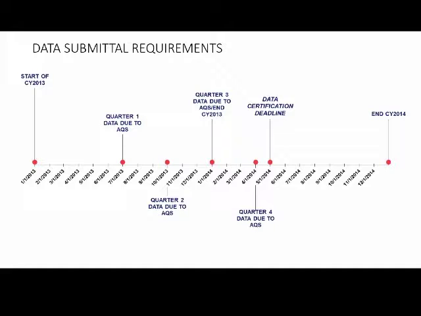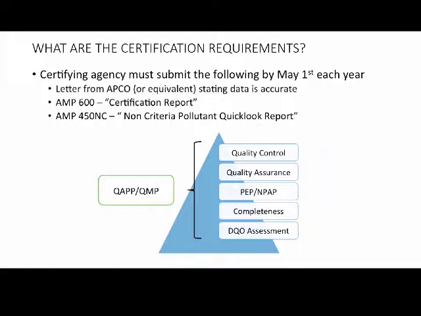So here are the data submittal requirements. Hopefully you all know the AQS submittal requirements are 90 days after the end of the quarter. Falling in line with that is the certification submittal, which is due May 1st of each year. So again, what does this certification entail? It entails a letter from your APCO making the statement that we just talked about, being accurate to the best of their knowledge. It contains a report, the AMP 600 report, and it contains the AMP 450 NC report, which is a non-criteria parameter report that I believe we're phasing out of the certification process in general.